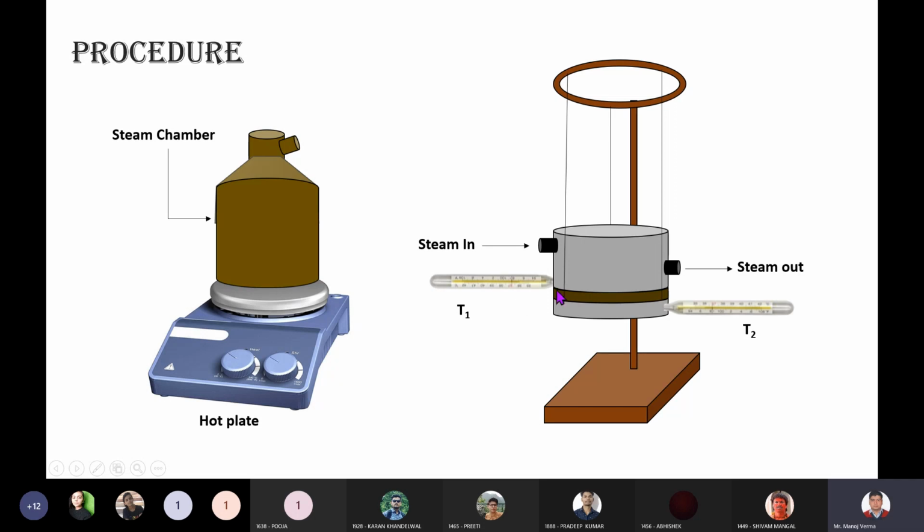You can insert thermometers. These slabs have drilled holes for these thermometers. You can insert T1 and T2 into slab A and slab B. Steam in, steam out. So from this steam chamber, the steam will come and circulate in this chamber A, and it will heat this chamber A. And the steam will escape after heating this chamber A. Steam will escape into the waste bucket.